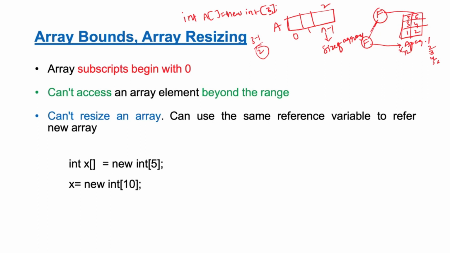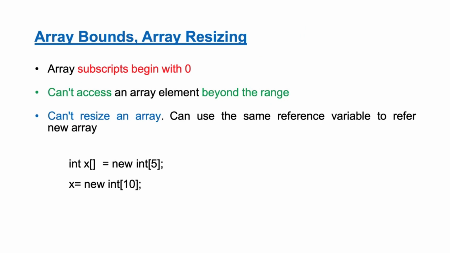Now this can be written like this: a of 0, a of 1, and a of 2 equal to 5, 7, 99. Like this, a of 0 value is 5, a of 1 value is 7, and a of 2 value is 99. Clear? Whenever you want to create an array, you have 3 basic steps.